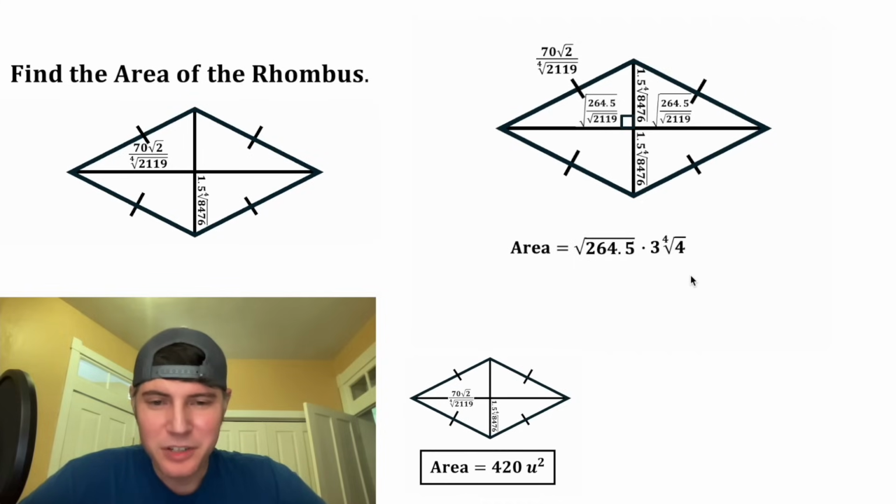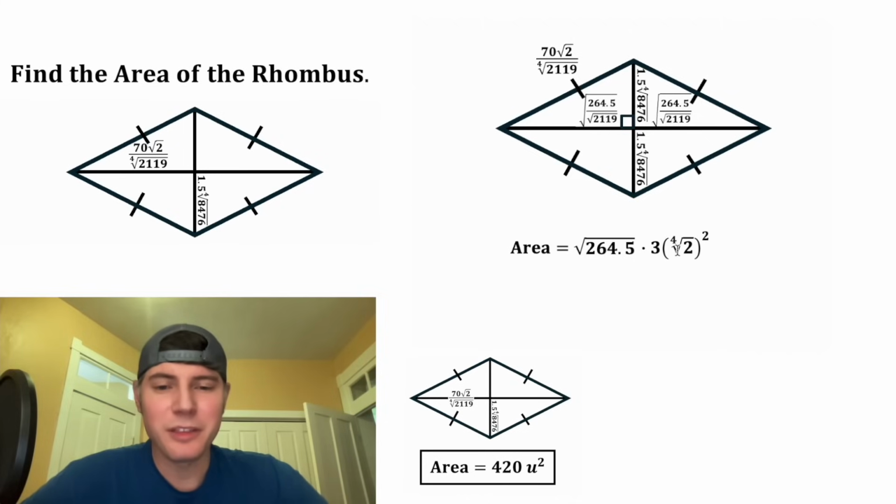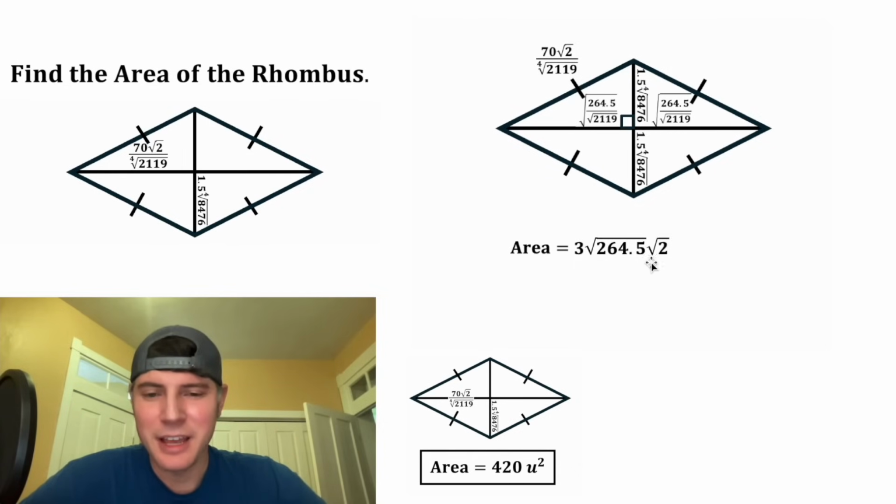And then let's mess around with this fourth root of 4. Let's change this 4 into 2 squared, and let's pull the squared out. We can rewrite the fourth root of 2 as 2 to the 1/4, and then we can multiply 1/4 times 2 to get 1/2. And then we know that 2 to the 1/2 exponent is the same thing as square root of 2. Let's rearrange things a little bit, and then this square root and this square root can be combined under the same square root.